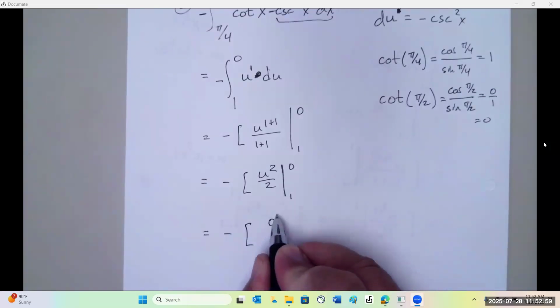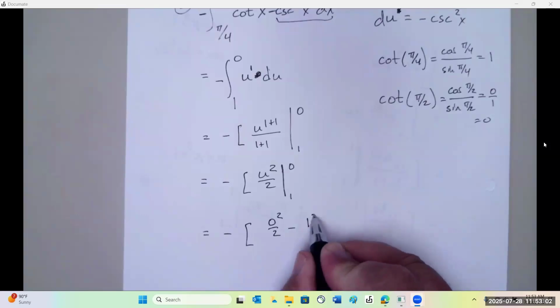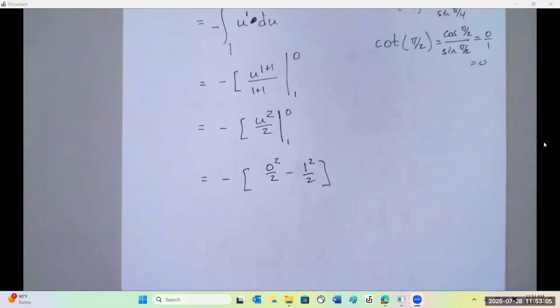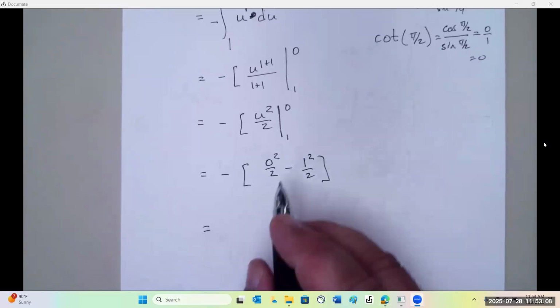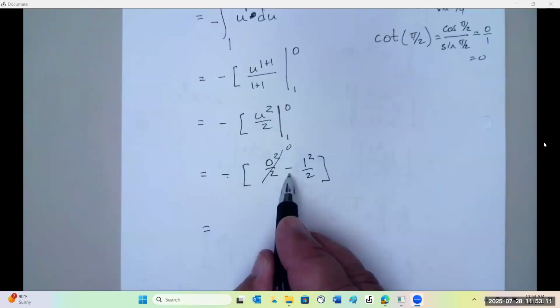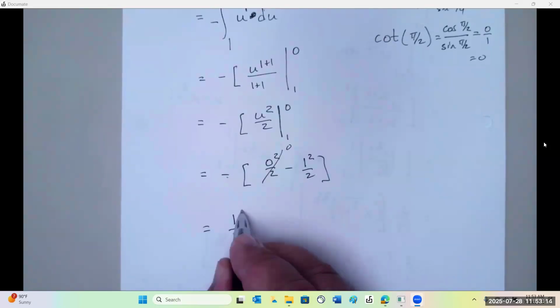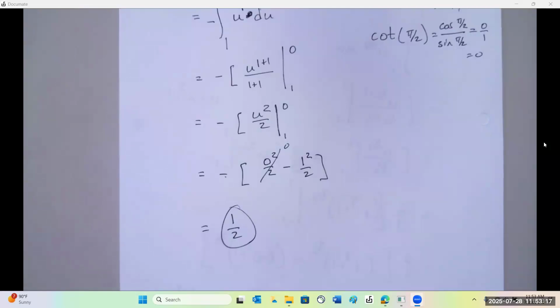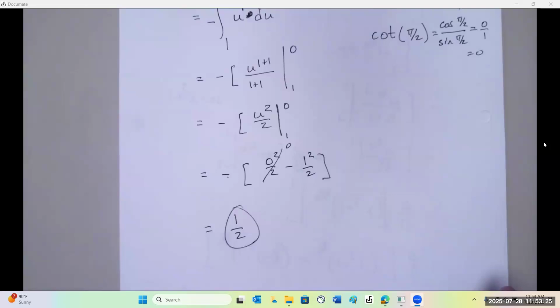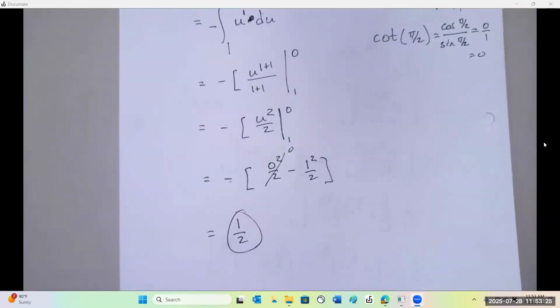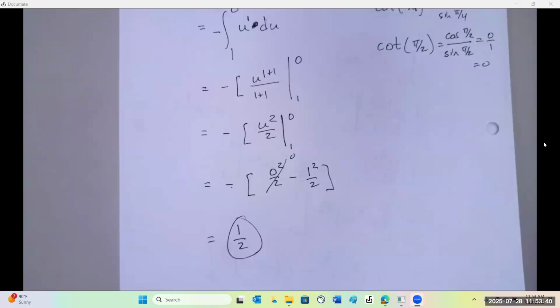And plug them in. So we have 0 squared over 2 minus 1 squared over 2. That's 0. So we have negative and negative makes it a positive 1 over 2. That's my area. So again, knowing both ways, in this case it's much easier because we didn't have to do that much writing. And typically for cotangent and tangent, it's easier if we convert them to sine and cosine first. Okay?